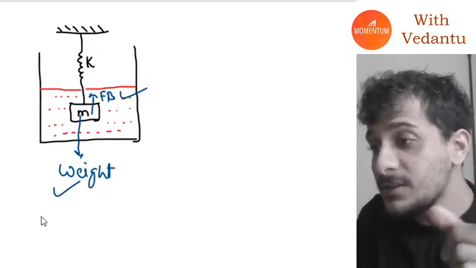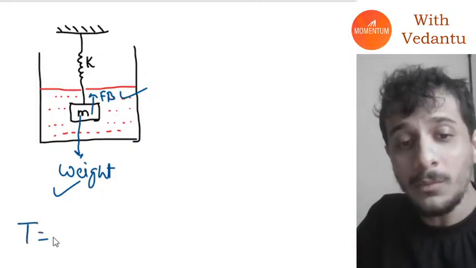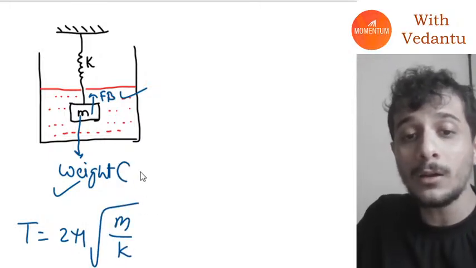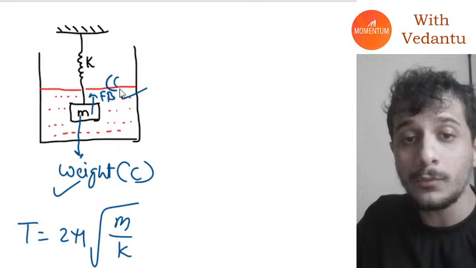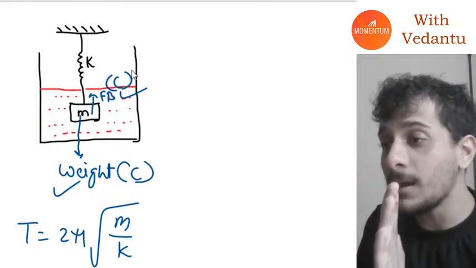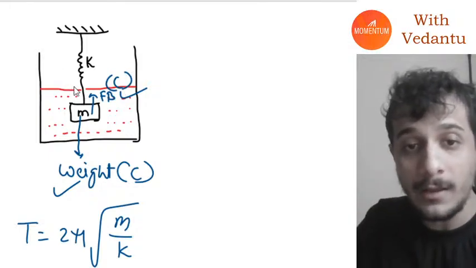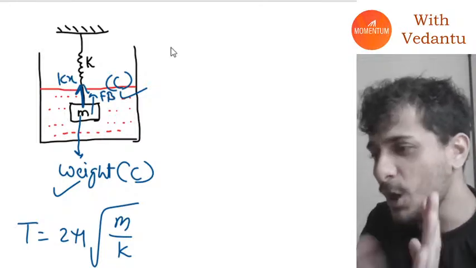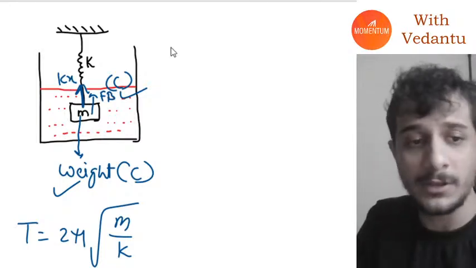Once again, guys, here what will be the time period? Once again, it will be 2 pi under root m by k only, because these both are constant forces, so they will not change the time period. Only kx is a variable force here. So the time period will just be equal to 2 pi under root m by k. I hope everybody understood.